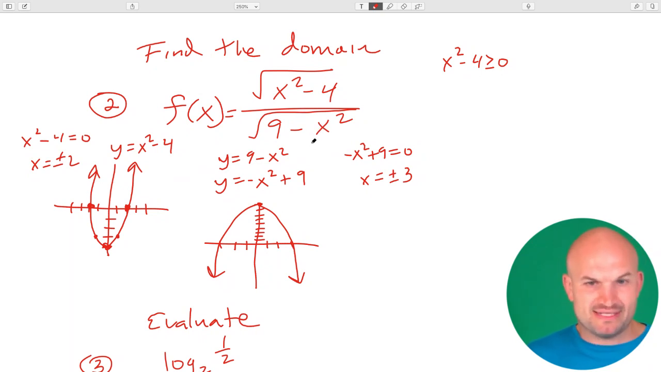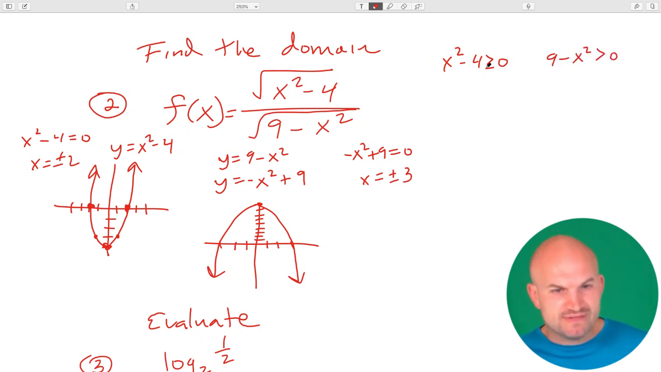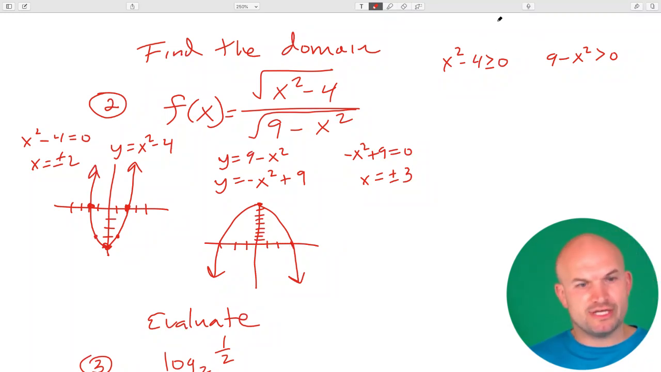We can't divide by 0. So therefore, what we're going to do for the denominator, or the radicand in the denominator, is just set it to greater than 0. Now, we don't want to solve these algebraically. What we're going to want to do is look at the graphs. So in this case, we're looking for what values the graph is larger than 0.